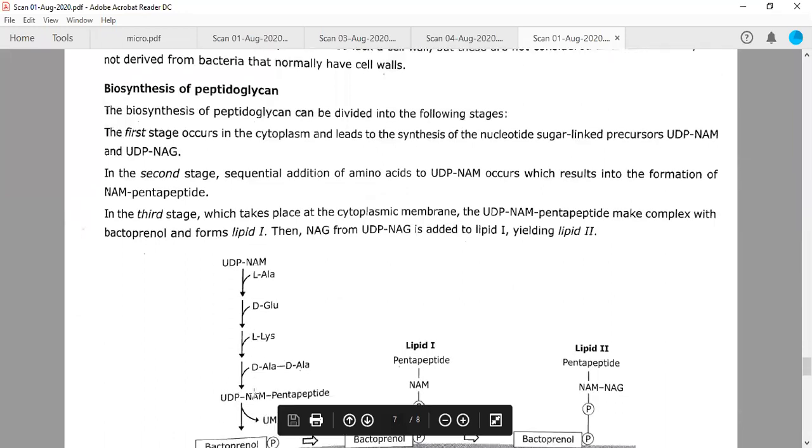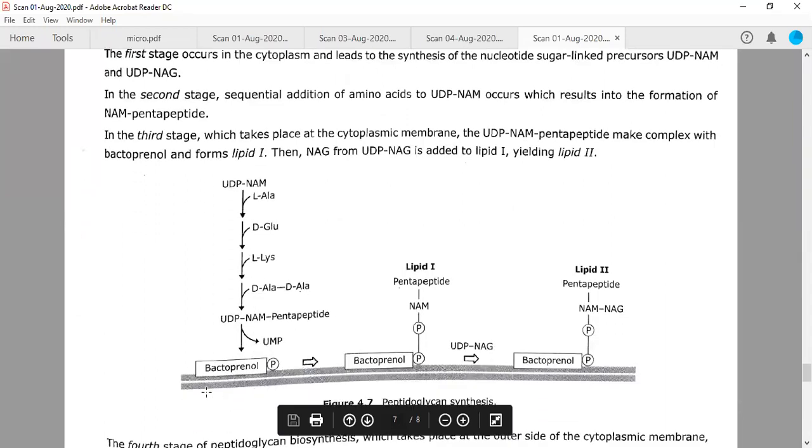Okay, so see here, this is the plasma membrane lipid bilayer in bacteria, and this is the cytosolic side. So in the cytoplasm, this UDP NAM will come and the 5 amino acids will be attached to make UDP NAM pentapeptide. Then UMP from this UDP, which is diphosphate, will be released and one phosphate will remain attached to the NAM. Okay, so you can see it from here.